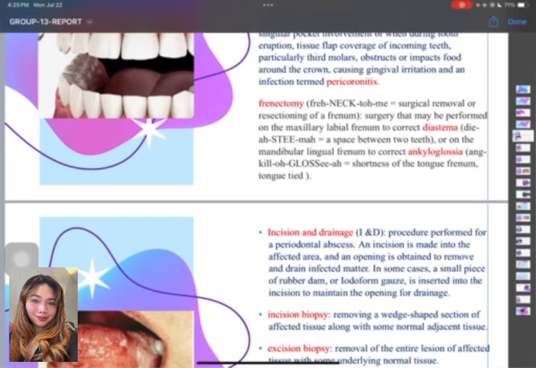Frenectomy is the surgical removal or resectioning of a frenum. It can be performed on the maxillary labial frenum to correct diastema, or the space between two teeth, which is mainly found in the maxillary anterior teeth. Or on the mandibular lingual frenum, to correct ankyloglossia. It is the shortness of the tongue frenum, or in other words, tongue-tied.